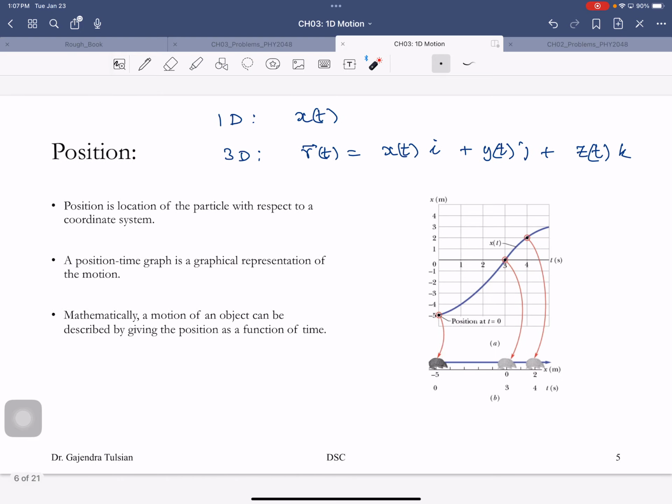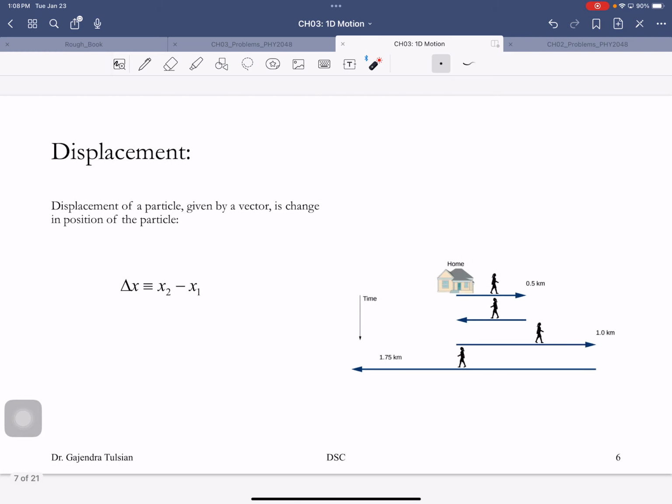So now we're defining quantities. We've defined position. Position is your position with reference to some coordinate system. Okay? Now we'll define something called the displacement vector. This is a vector. Okay?